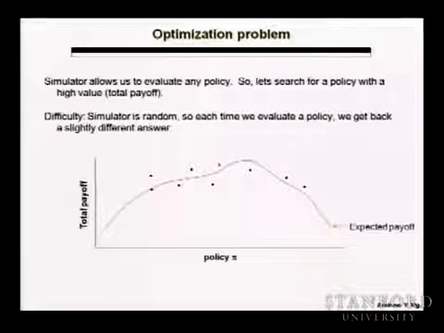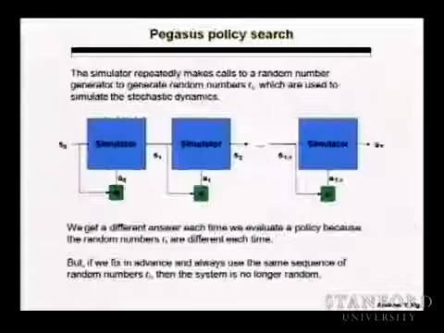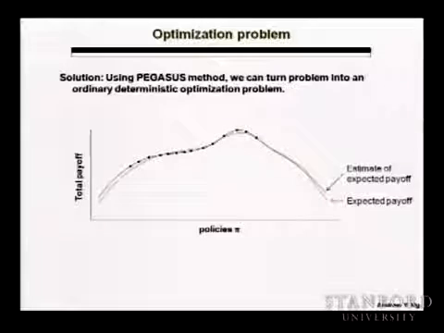The problem with this earlier setting was that, when I evaluate policies, I get these noisy estimates, and then it's very hard to optimize the red curve if I have these points that are all over the place. If I evaluate the same policy twice, I don't even get back the same answer. By fixing the random numbers, the algorithm still doesn't get to see the red curve, but at least it's now optimizing a deterministic function. And that makes the optimization problem much easier. Does that make sense?